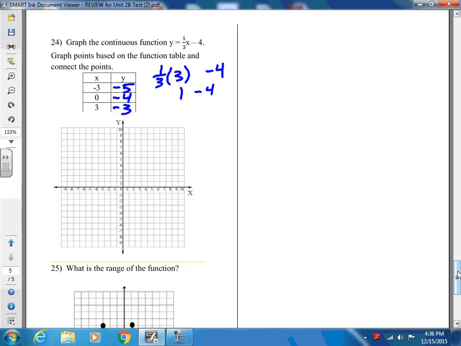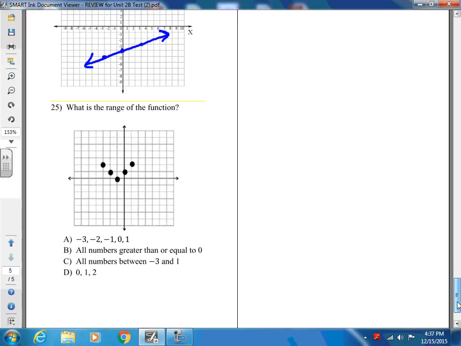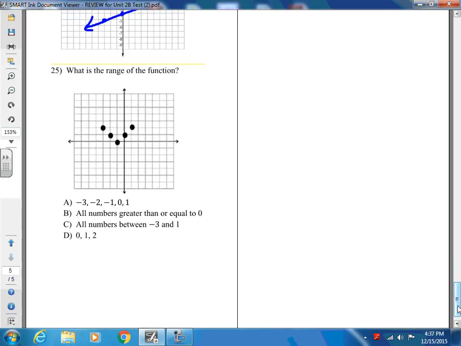So from those 3 ordered pairs, once again, we're going to graph the table on the grid and connect the dots to make the line. So -3, -5, 0, -4, and 3, -3. And then draw your line through them. Okay, so that's once again completing a table and then making the graph happen. Okay, for the next problem, last problem, you have 5 dots on this graph, and that's all you have are the dots, right? And it is asking you what is the range of the function.